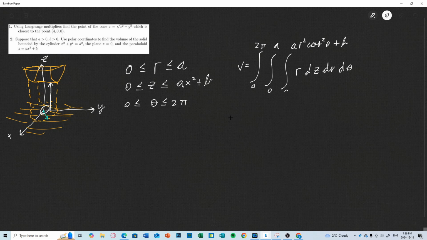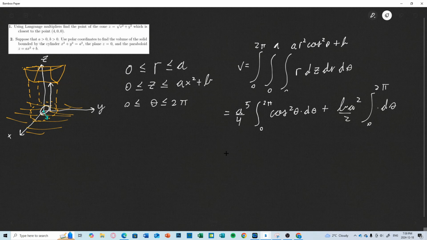So our next step is going to just be splitting up the two integrals, which will be a to the 5 over 4 multiplied by the integral from 0 to 2 pi of cos squared theta times d theta plus b a squared over 2 from 0 to 2 pi times just d theta.